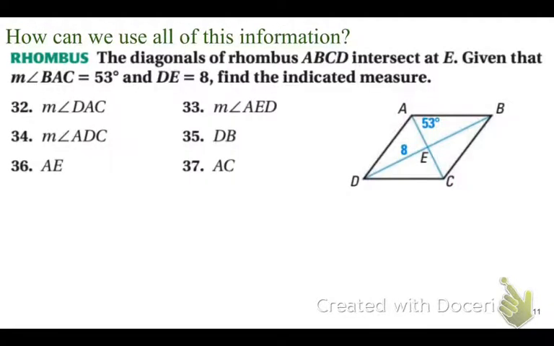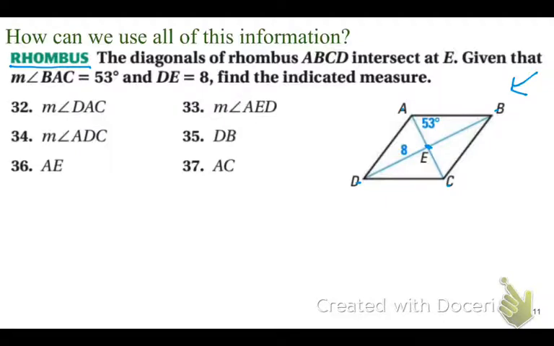So this is a problem. It's from the book. It's a very classic problem that's used for teaching these ideas. So here you're given a rhombus, and you're told, here's your rhombus, the diagonals of the rhombus A, B, C, D intersect at E. So here's your intersection.